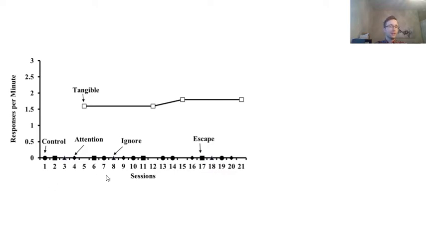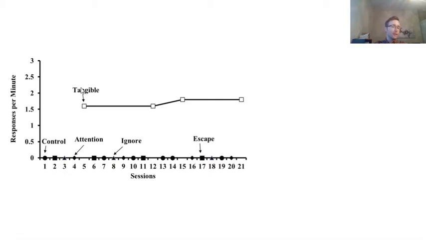And the logic underlying this assessment is that what you do is you compare the level of responding. So for example, in this case, responses per minute in one test condition relative to the control condition, another test condition relative to the control condition. And if there are elevated levels of the behavior in the test condition relative to the control condition, then we conclude that that condition identified a class of reinforcers that control the challenging behavior or that maintain the behavior.